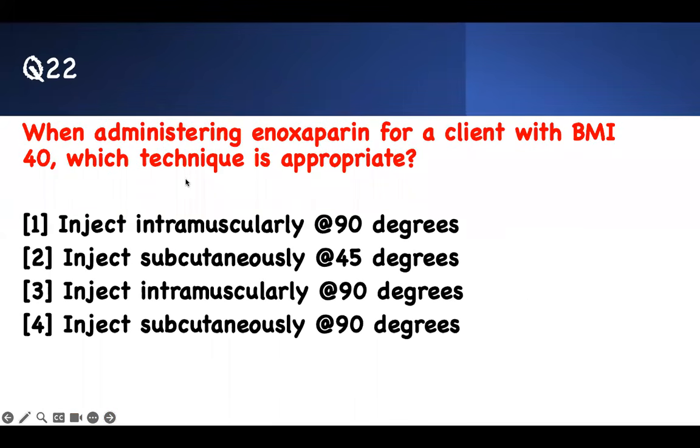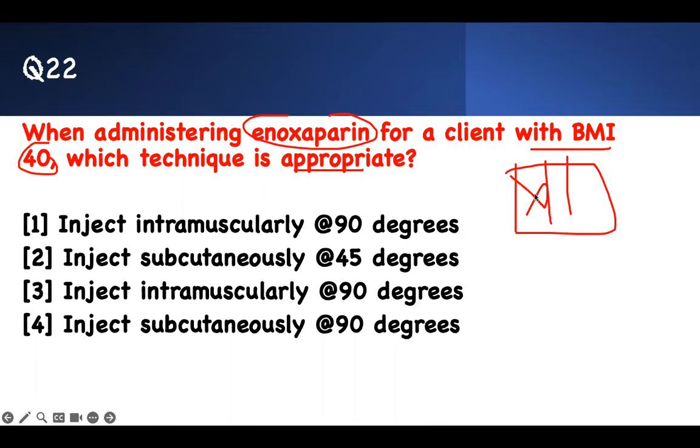Next question. Which technique is appropriate when administering enoxaparin for a client with a BMI of 40? It's a big patient, so this is a strategy. I have a thick lady or male, and I'm going to inject enoxaparin. The key teaching point is if I can pinch 2 centimeters, I have to go perpendicular, at 90 degrees. If I cannot, then I have to go 45 degrees. So if it's less than 2 centimeters of skin fat you can pinch, go 45 degrees. The other thing too, you don't go to the muscle.